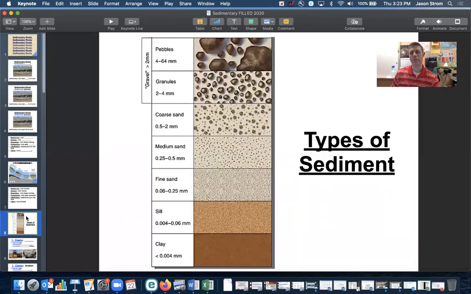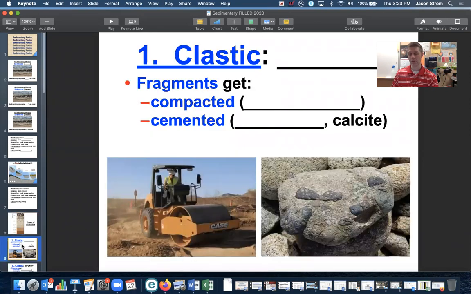Types of sediment. The finest is going to be clay and then silt. Other than that, it gets much bigger. I'm not going to ask you to memorize this or anything. Sand tends to be the largest sediment that can be moved around by wind, aside from during tornadoes and stuff like that, but it doesn't really count.